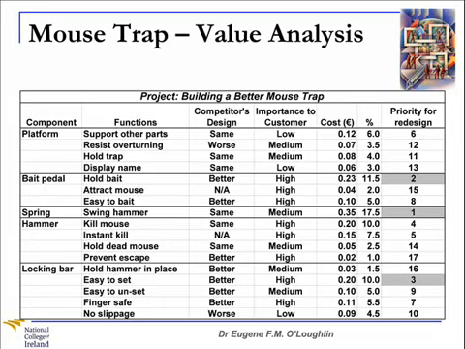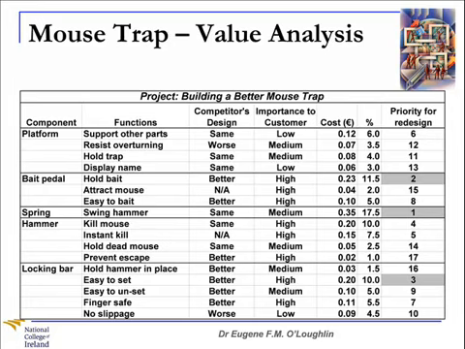In the next column, we look at the importance to customers. And we can do this by doing a customer survey, setting up a customer focus group, or interviewing some key customers to find out the importance of each of the functions that we have identified, how important they are to each customer. So for example, the platform whose functions support other parts, well, that's of low importance to customer. We can see resist overturning is of medium importance, and if we look down the list, we can see for the bait pedal component, the function hold bait, well, that's a very high importance to a customer.